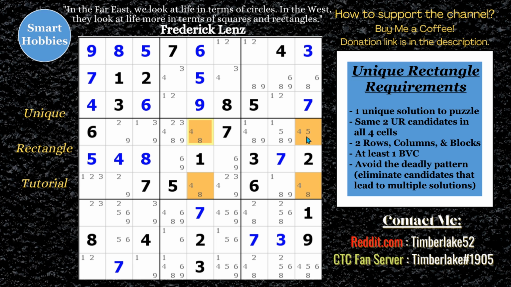Well, step it back. If you put an 8 here, 4 there, 8 there, 4 there, well, now you would have two solutions to the finished grid because those 4s and 8s would just swap places. You can't have that. The puzzle only has one unique solution.